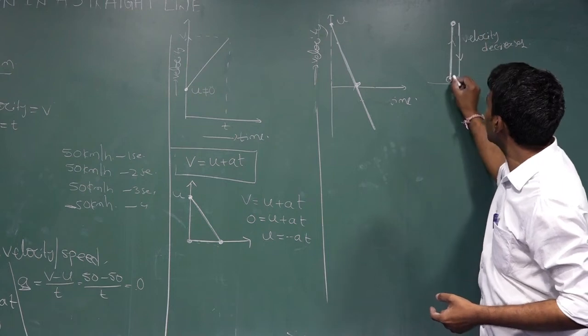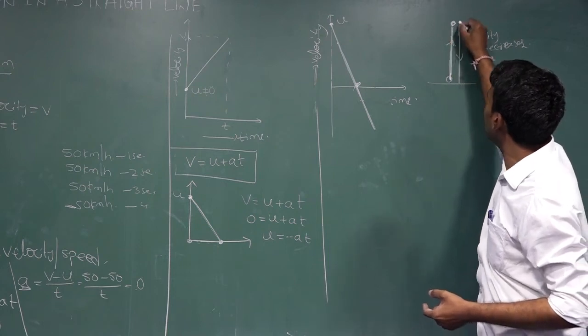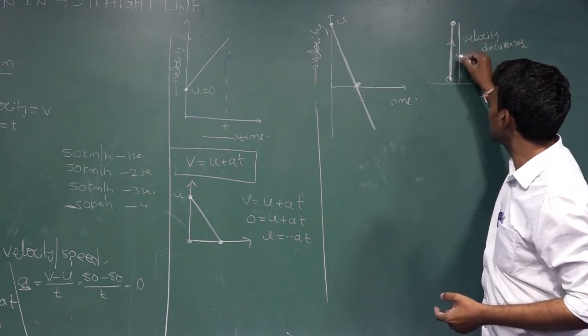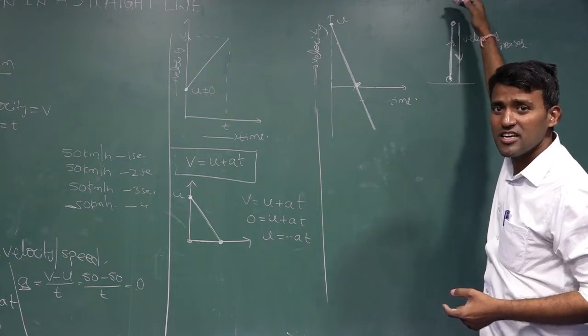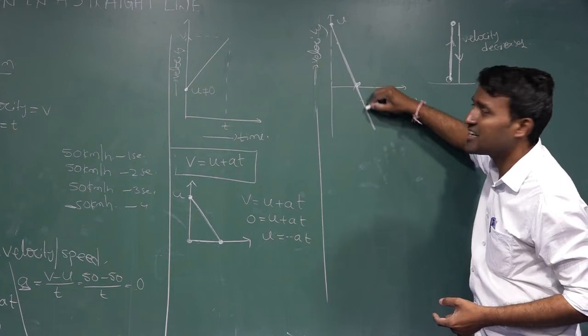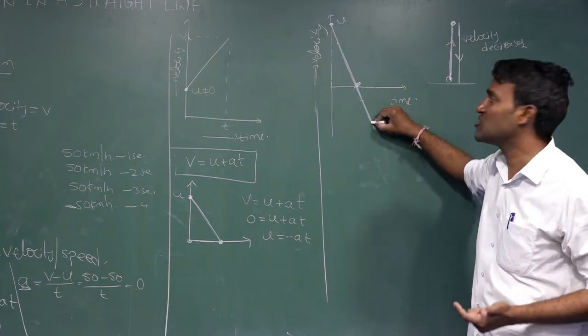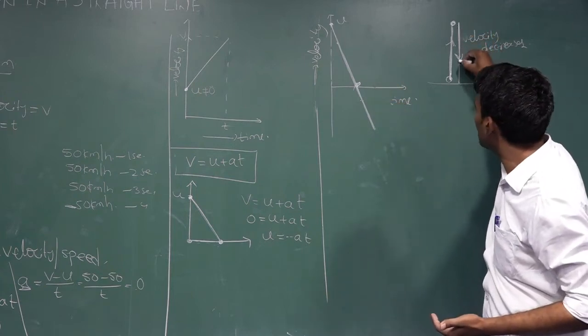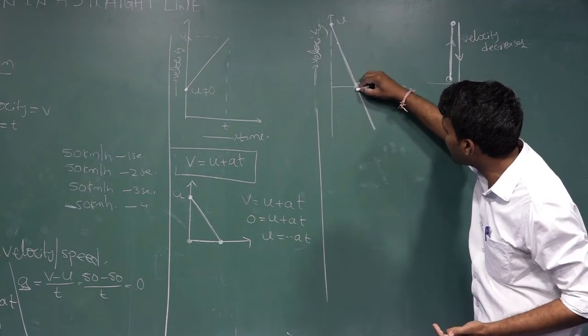See here, the direction is initially upward, and in the second situation, when it is falling, the direction is downward. See here, it is positive and it is negative. The direction also changed here. So when the object is falling in the downward direction, the velocity is gradually increasing.